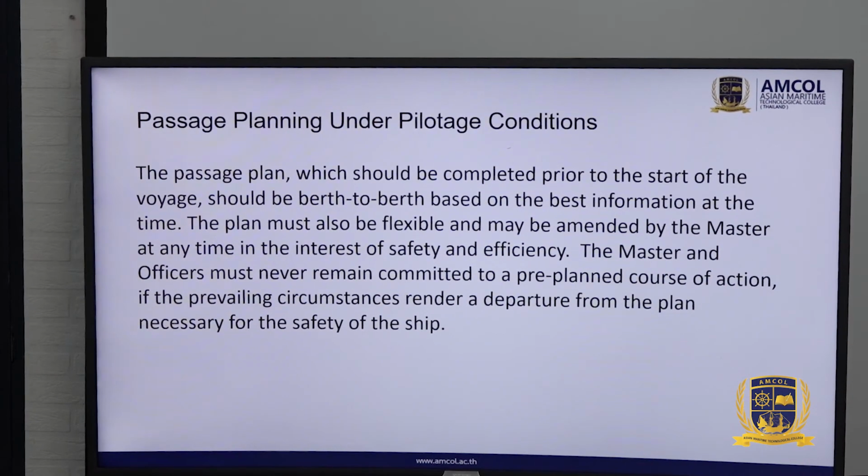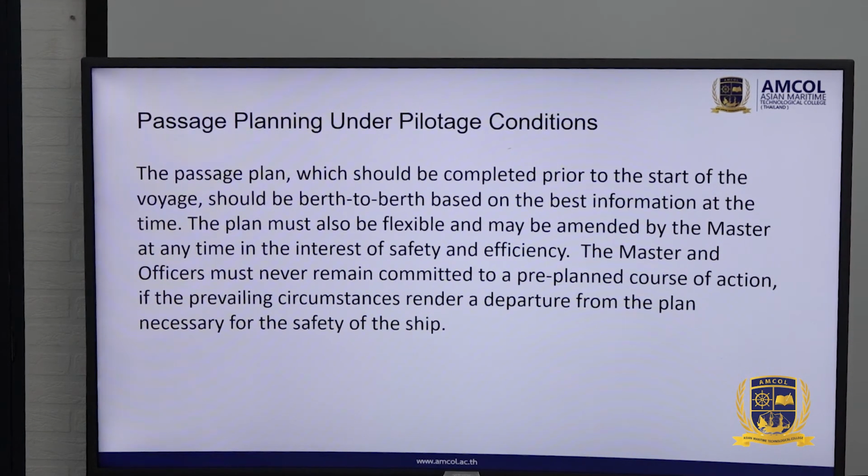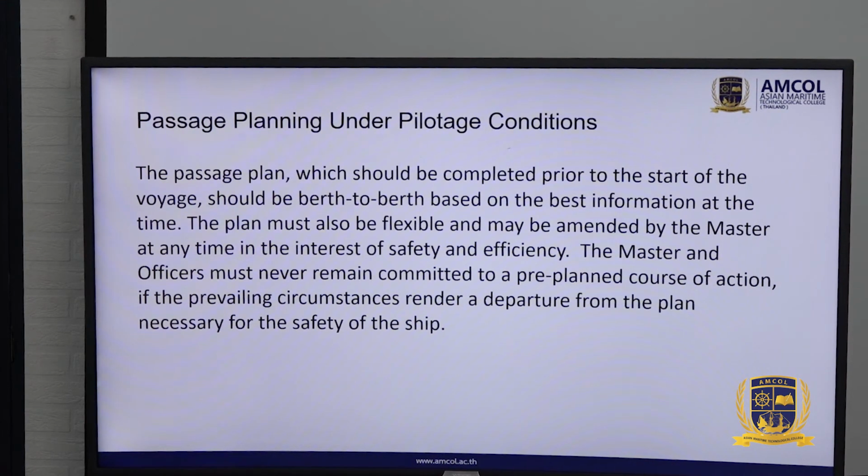Right. So berth to berth, pilot must be flexible, plan must be flexible and be amended by the master at any time in the interest of the safety and efficiency. The master and officer must never remain committed to a pre-planned course of action if prevailing circumstances render a departure from plan necessary for the safety of the ship. So this is a plan. You should be ready to change if the circumstances require you to change.